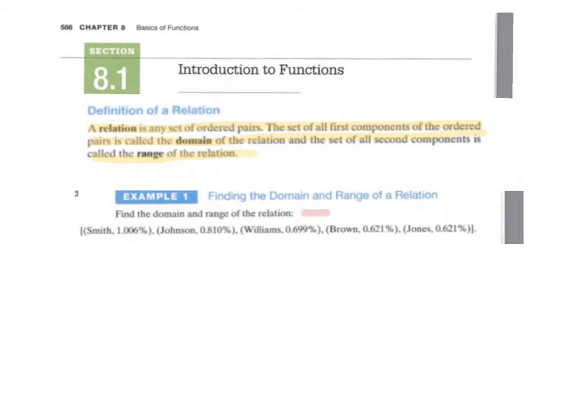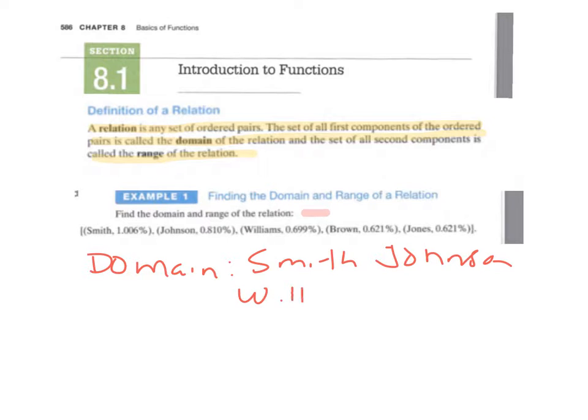So if we're looking at this first problem, we have our domain as Smith, Johnson, Williams, Brown, Jones. So it's all the first components in this relationship.